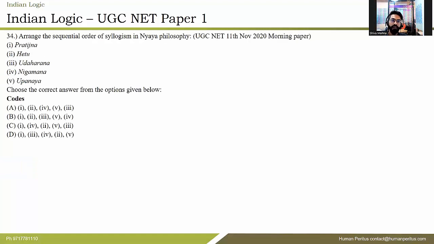Now, again, sequential order of syllogism. We are not going to do this again. I'm just going to write the numbers. Pratijana first, ground second, Udharan third, Upanayak fourth, Nigamana fifth. The correct answer is B.